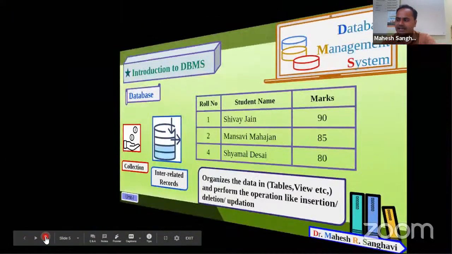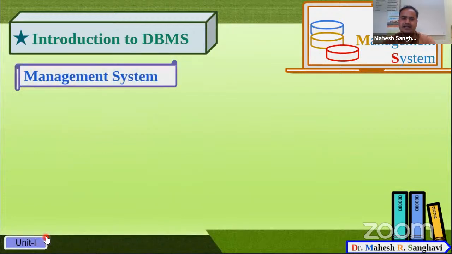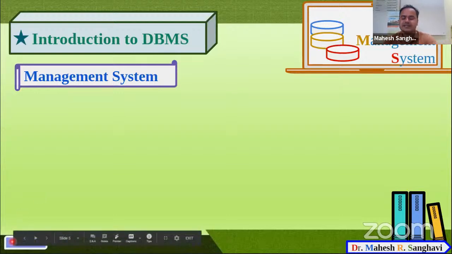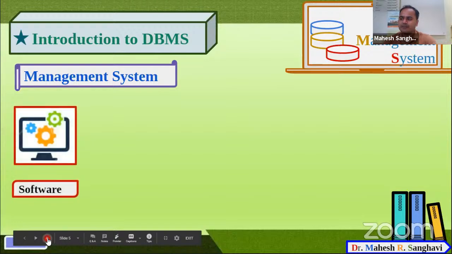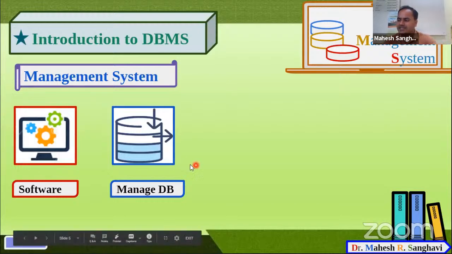Let's look at the next part, that is MS, management system. Till now we have covered DB, that is database. It is a collection of interrelated records, and we have seen it is managed in the form of tables in the case of relational databases. Now we'll see the management system. Management system is all about software, and it is managing your DB, that is the database.